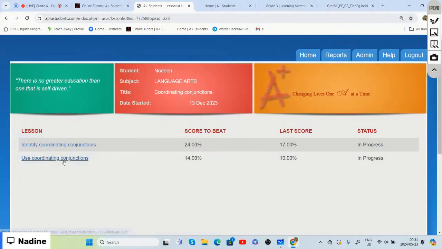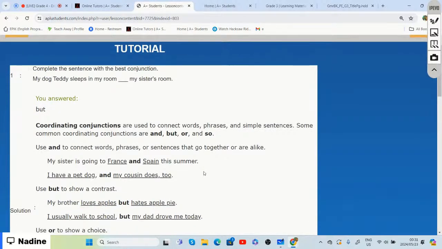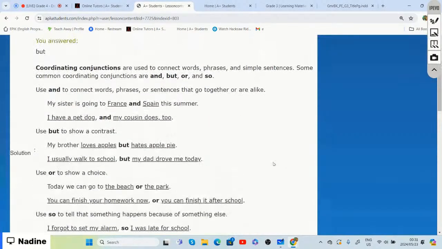All right, so now we're going to use coordinating conjunctions, right? And remember we showed how to use and, but, or so. We said we can use and to connect words, phrases, or sentences that go together or that are alike. But shows a contrast, like showing a difference between these two phrases. Or is to show a choice. It's either this or that. And we use so to tell that something happens because of something else.